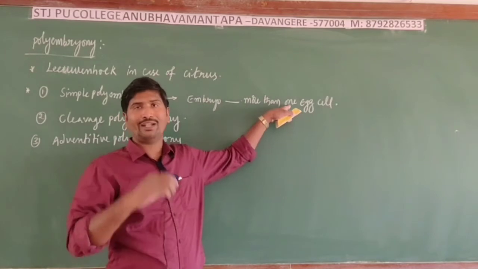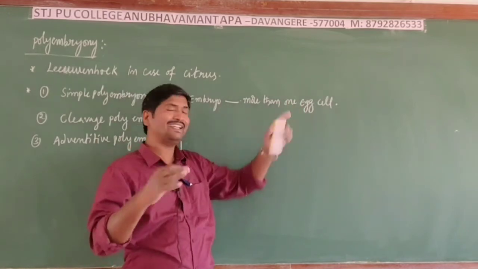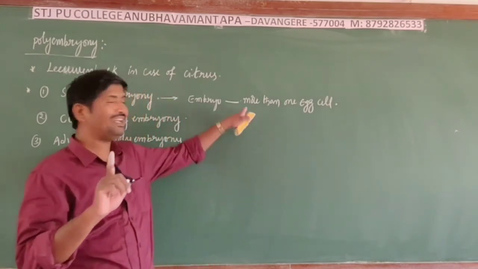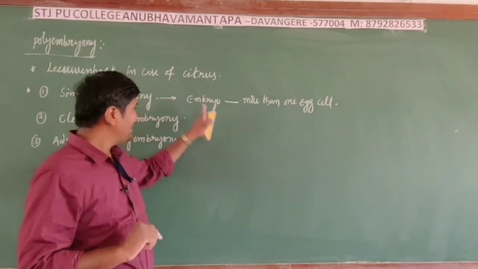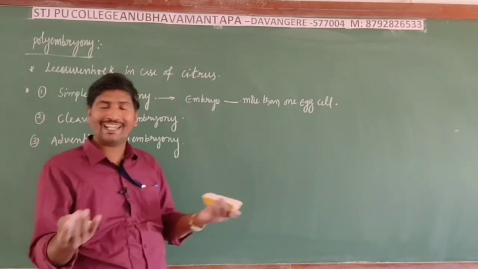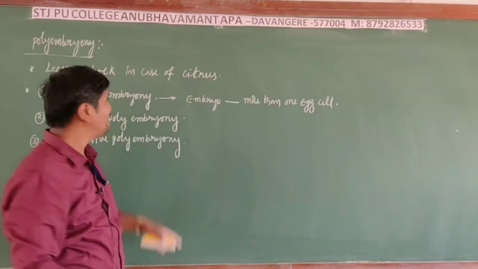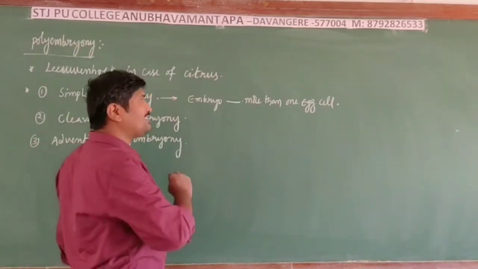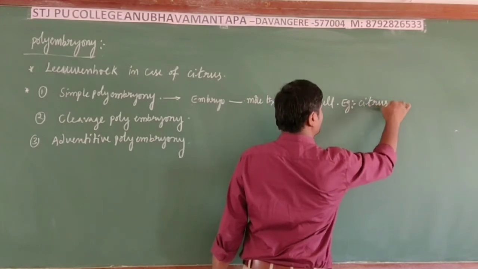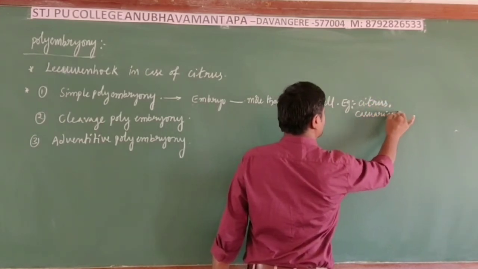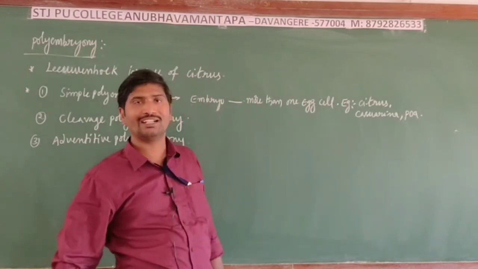Many egg cells are present in an ovule because one ovule contains a number of embryo sacs, or one embryo sac contains many egg cells. Generally, one ovule contains one embryo sac, and one embryo sac contains one egg cell. This is very important. In these conditions, what happens? Additional egg cells also develop in an embryo sac. Those egg cells further develop into embryos. That's why more than one embryo develops in a seed, and that condition is known as polyembryony. What are the best examples for simple polyembryony? Citrus, casuarina, and Poa. It belongs to the Poaceae family, grass. That is one kind of grass.